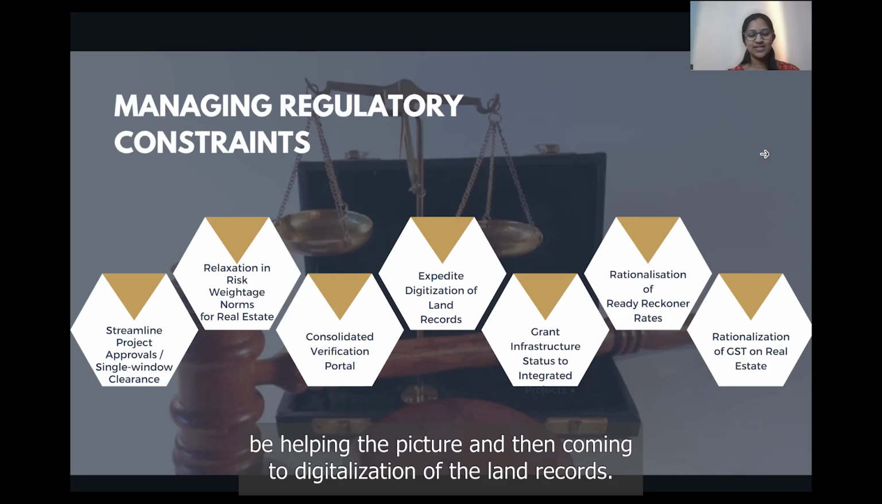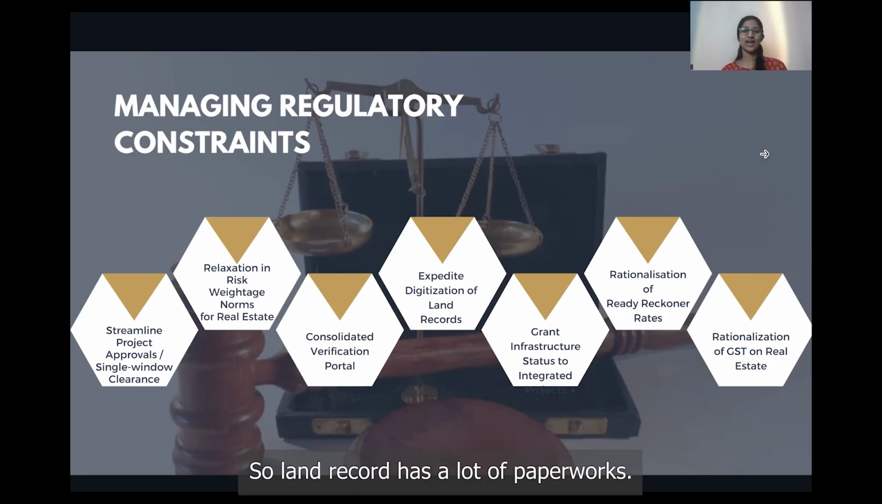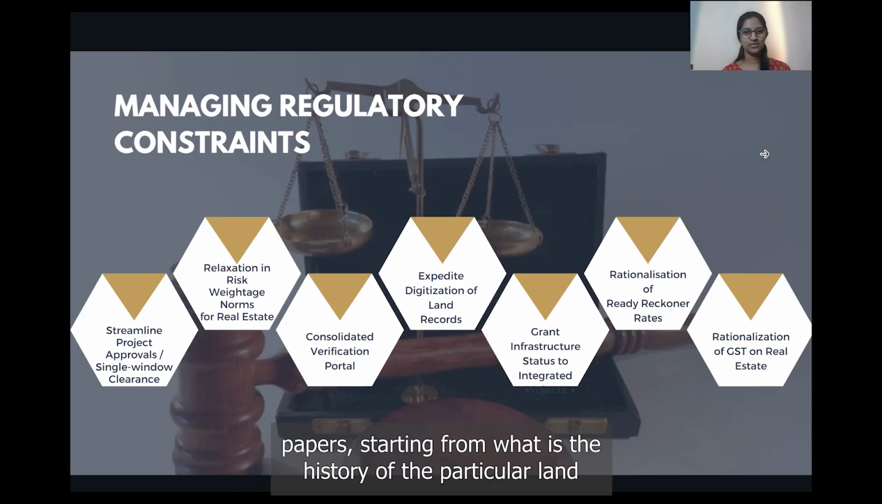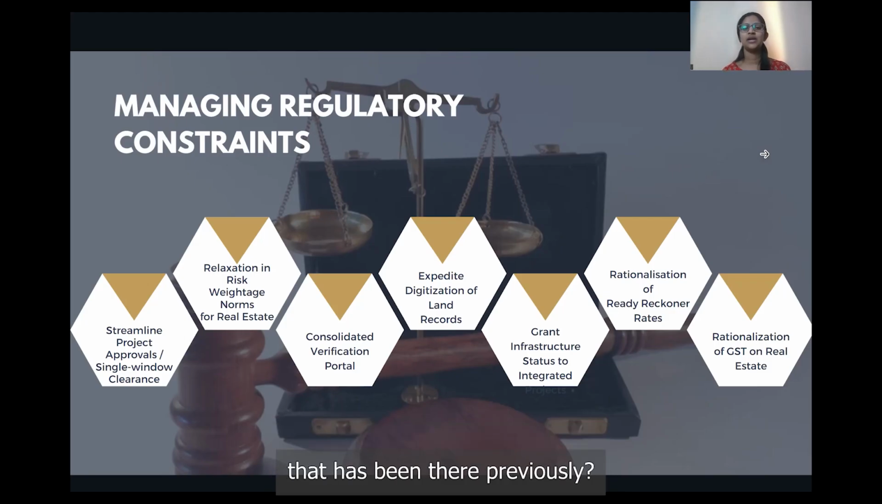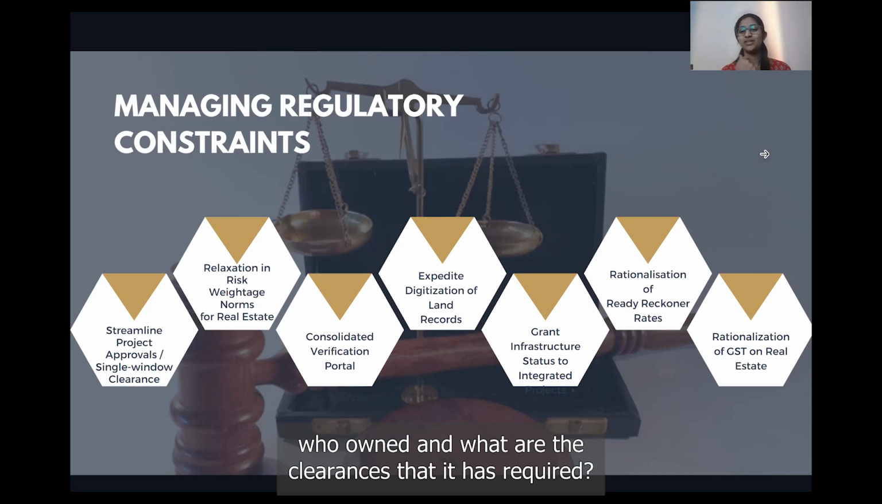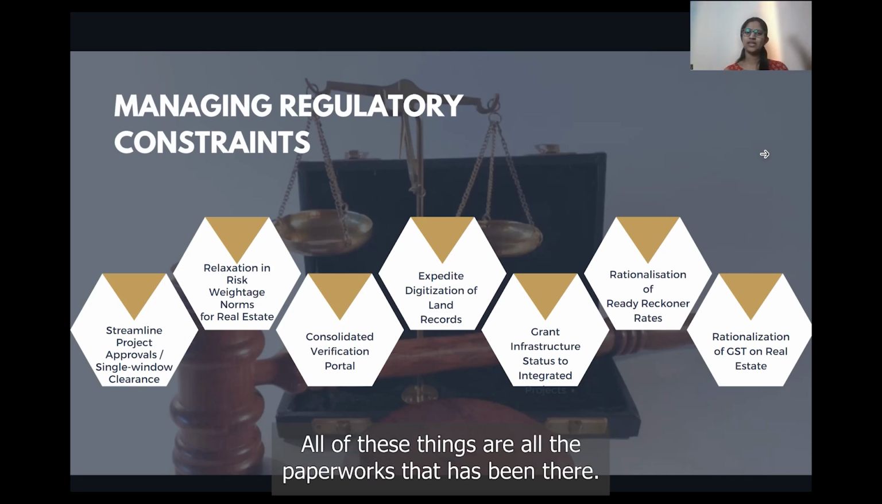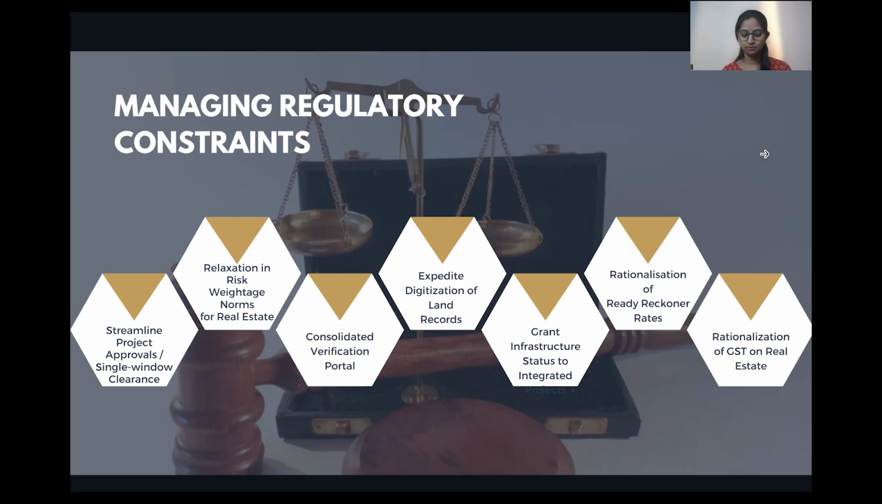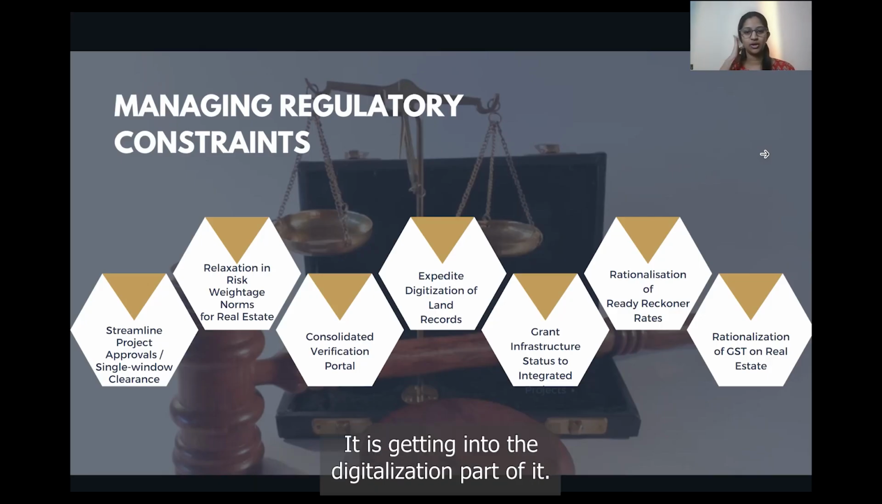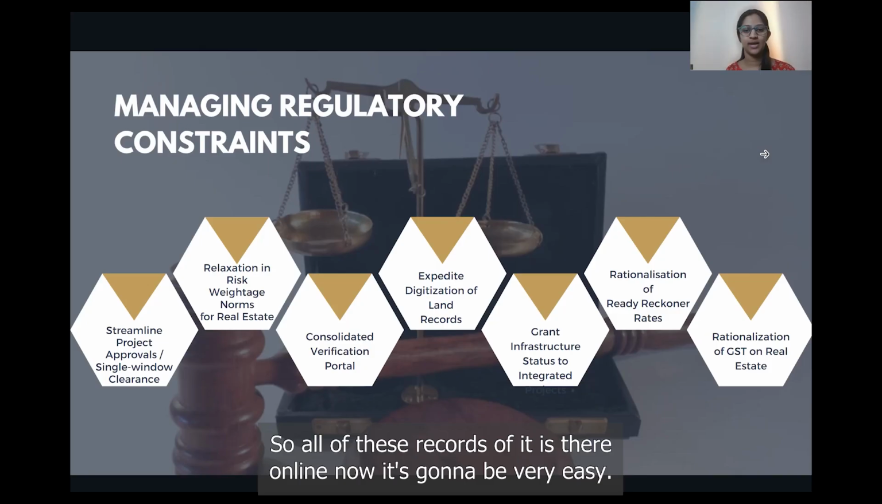And then coming to digitalization of the land records. Land records involve a lot of paperwork, starting from geotechnical investigation, survey papers, and the history of that particular land: who previously owned it, who owned it afterwards, and what clearances are required. All of these things are paperwork. Now slowly it is changing and getting into digitalization. If all of these records are online, it is going to be very easy.